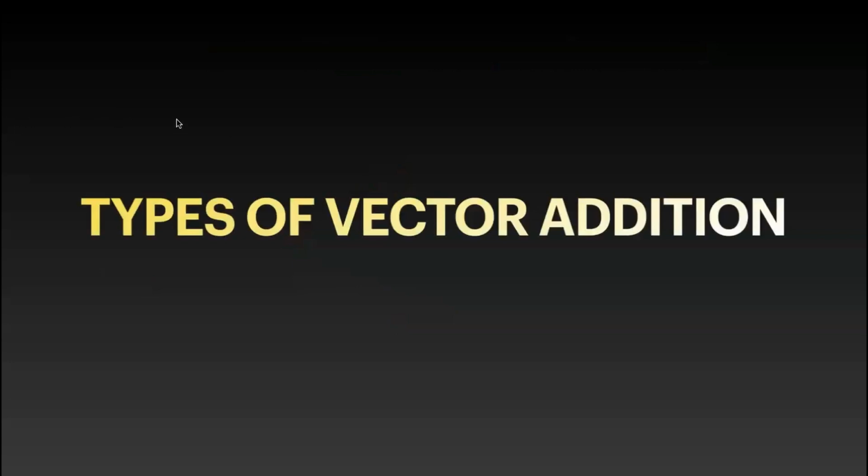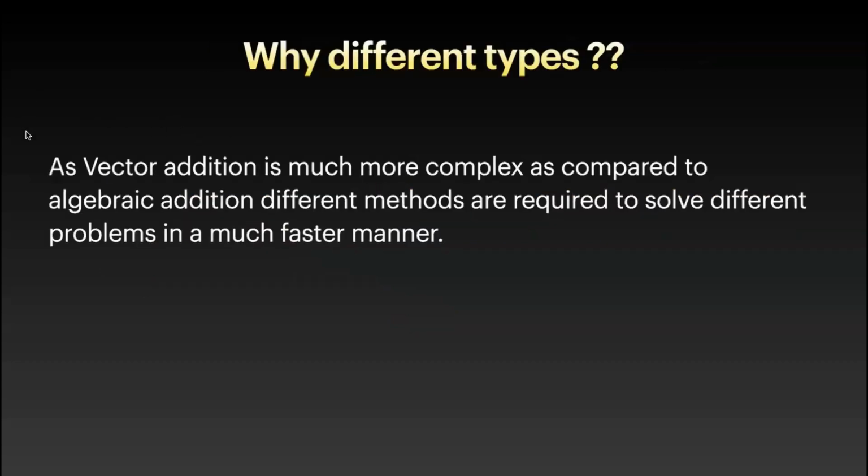Now, all of you learnt about vector addition. Okay. Now, there are different types of vector addition. So, still you will not be clear about what exactly vector addition is. Okay. Now, we will learn it more clearly in this topic. Types of vector addition. So, why do we need different types? Can't we do it with a single type? See, what do you know as of now? All of you know that vector addition is not simple algebraic addition. So, don't you think it is much more complex than algebraic addition? Yes, it is much more complex as compared to algebraic addition.